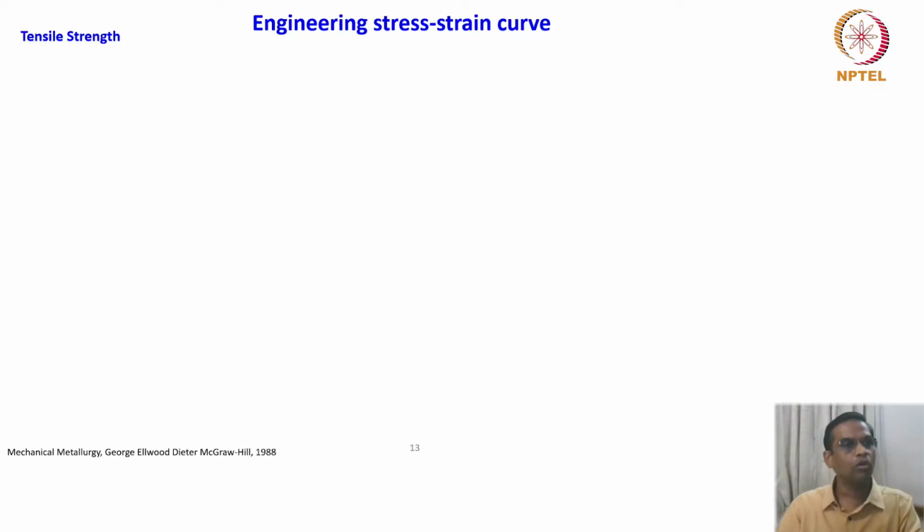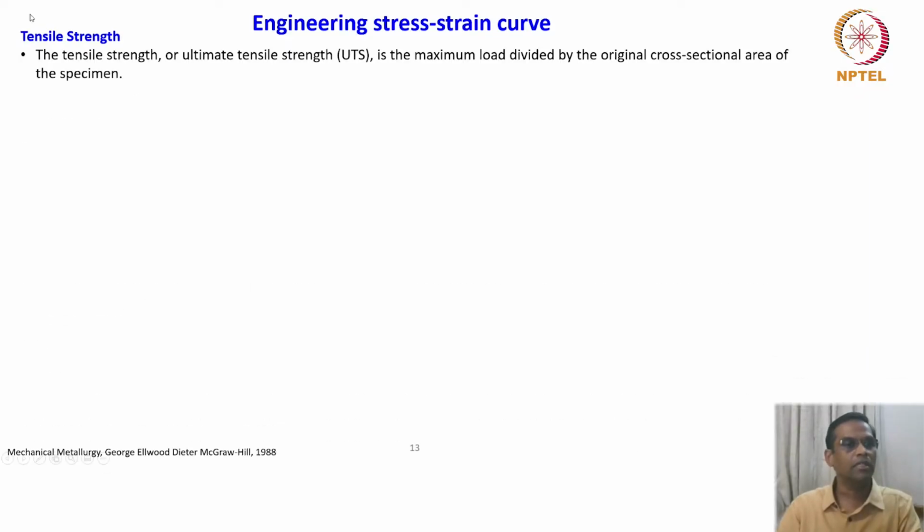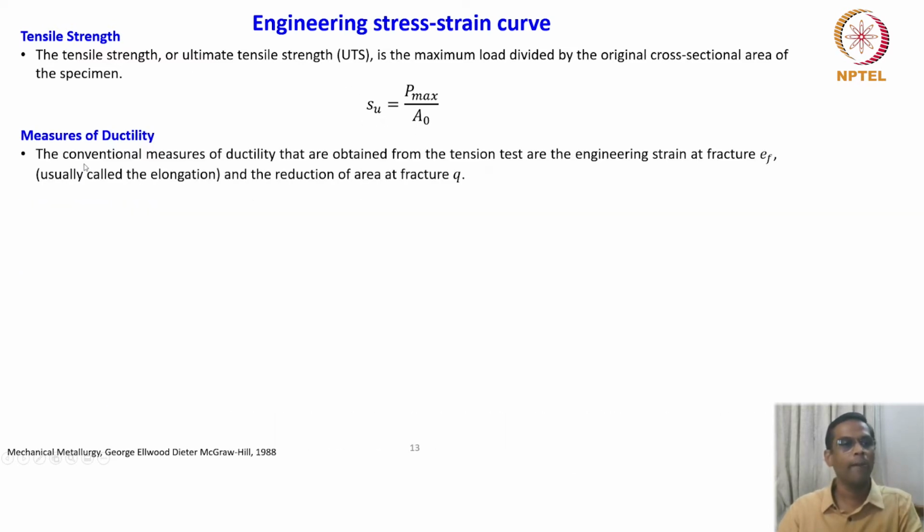So we'll now go to another parameter called tensile strength. That is the tensile strength or ultimate tensile strength (UTS), the maximum load divided by the original cross-sectional area of the specimen, which is also called tensile stress. It is the maximum load, the maximum strength, which is given by S_U. S is engineering stress, U is ultimate, which is P_max by A naught. And that is about the strength, and we will talk about measures of ductility.